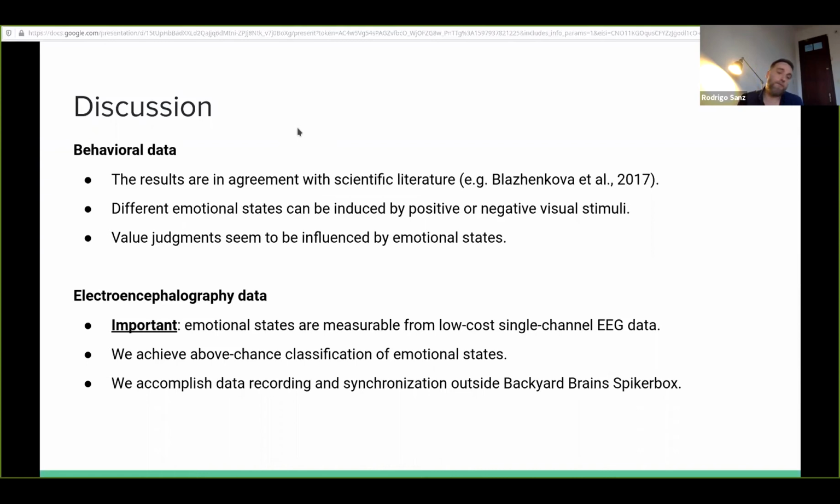But then the most important thing in this discussion, and in the work we tried to do in one month, is that we found that emotional states are measurable from low-cost single-channel EEG data. That was very important for us, because we wanted to find out if a cheap interface could do this. We didn't find a paper on it in the scientific literature as we researched. So for us it was an achievement to find that emotional state can be measured from this kind of backyard brain interface. And of course, we achieved above-chance classification of emotional state, like Francisco told you.